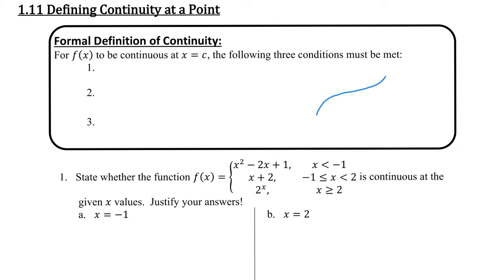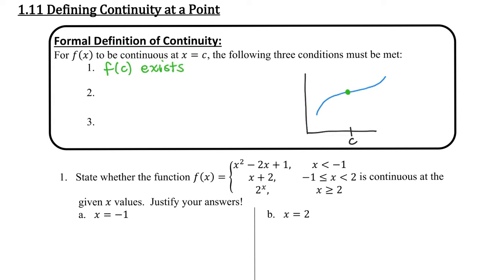If I want to prove that it is actually continuous at some point C, let's make this C. There are a couple of qualifications that have to be met. The first thing is there has to actually be a point at C, so this point needs to exist. So the first condition, f of C must exist. There can't be a hole there or anything like that.